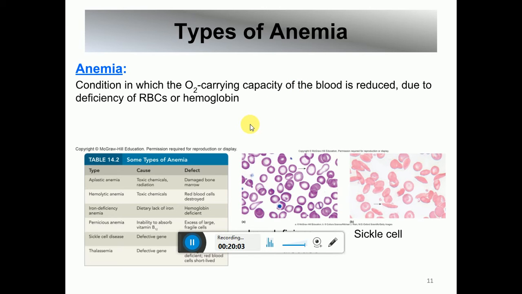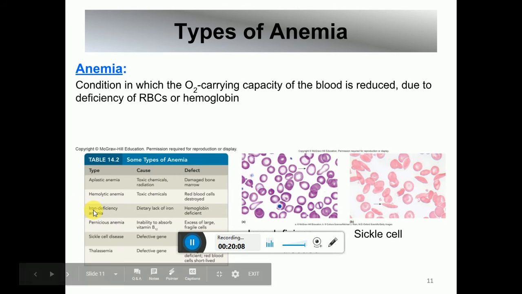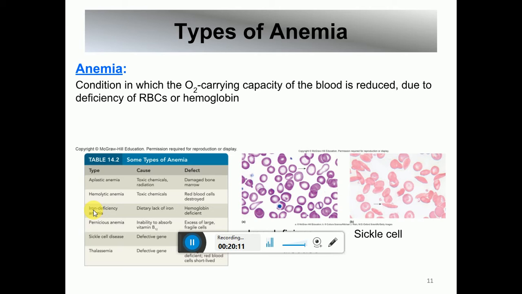The most common would be iron deficiency anemia, where the person doesn't have enough iron, so they're not making enough hemoglobin, and that person is unable to carry oxygen. Another kind would be aplastic anemia, which means the red bone marrow was destroyed and is currently unable to make RBCs, and that is usually because of radiation or toxic chemicals. You could imagine that in aplastic anemia, not only is the red bone marrow not making RBCs, it's also not making any white blood cells or platelets.